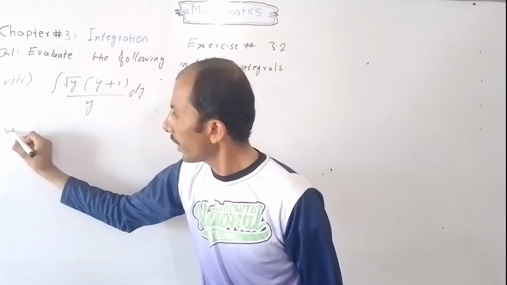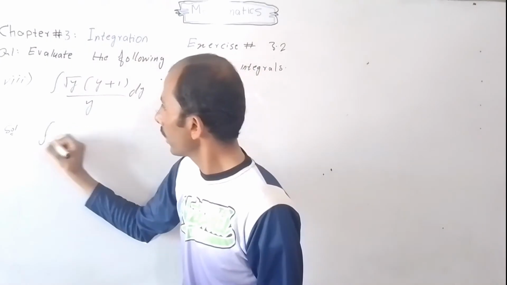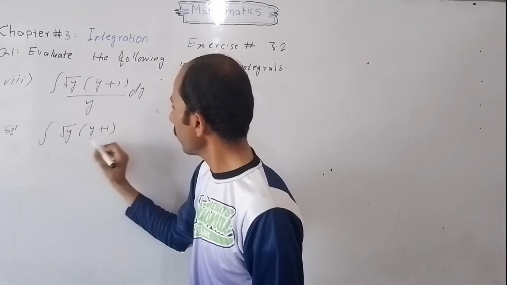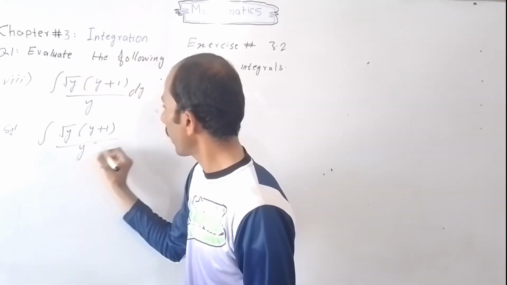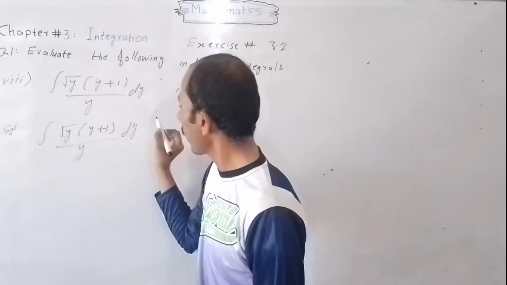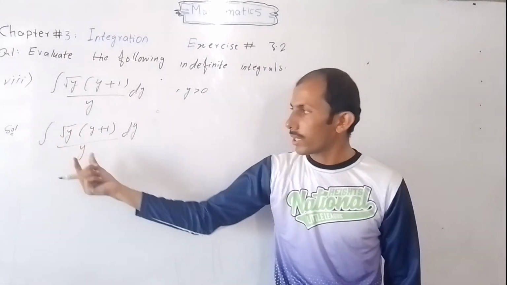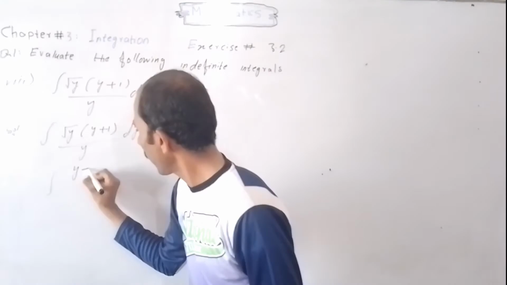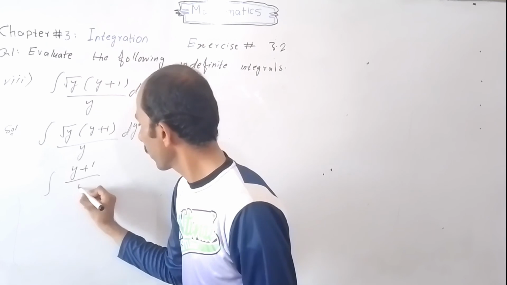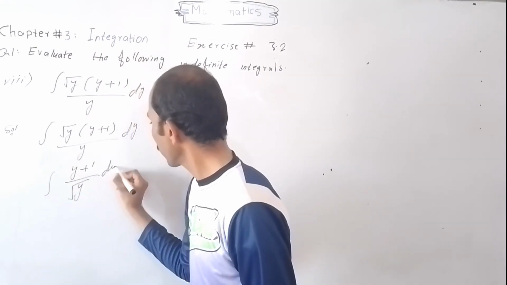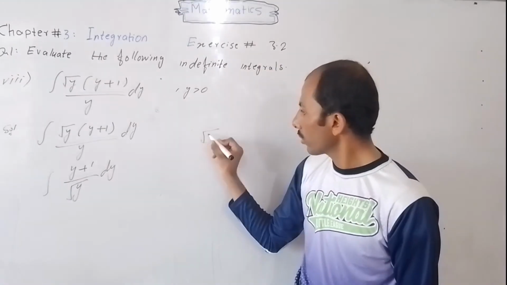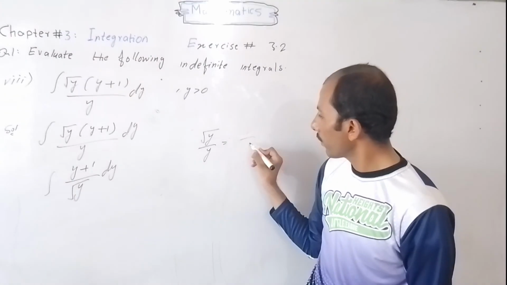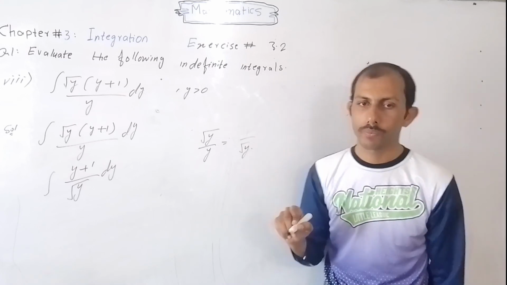So first, as it is, integral of under root of y into y plus 1 divided by y dy. Under root of y divided by y can also be written in the form of y plus 1 divided by under root of y dy. So under root of y divided by y is equal to 1 divided by under root of y.